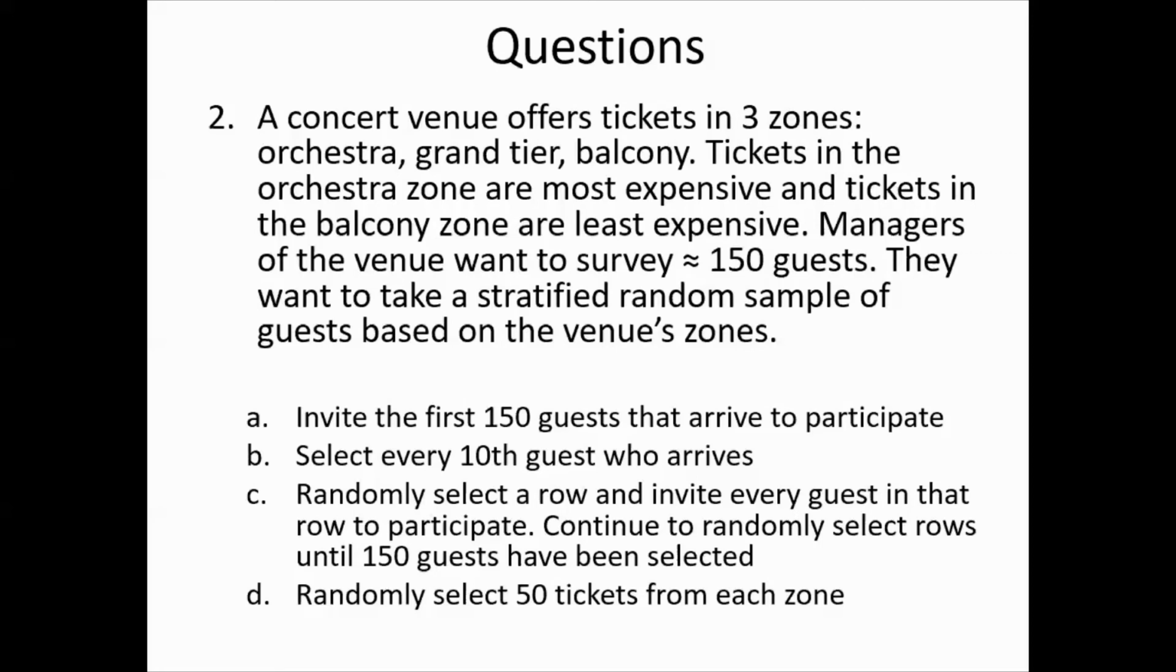Because remember, it's not just about close proximity or which one you favor, but if we're going to take just the first 150, then what happened to everybody else? We're not even sure if the first 150 was just from one zone. So that's not really stratified, right? So that's convenience. So how about B? What is it about selecting every 10th guest who arrives? Which sampling method is this? There we go. It's systematic because there's a pattern.